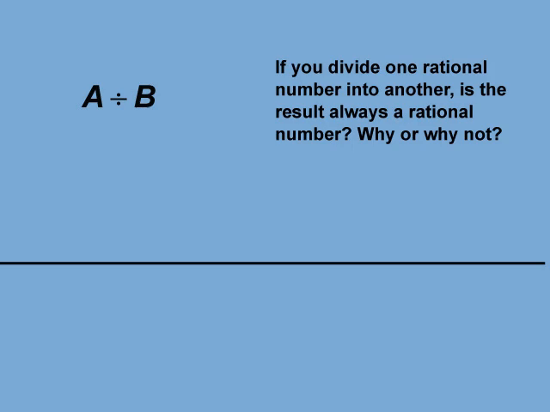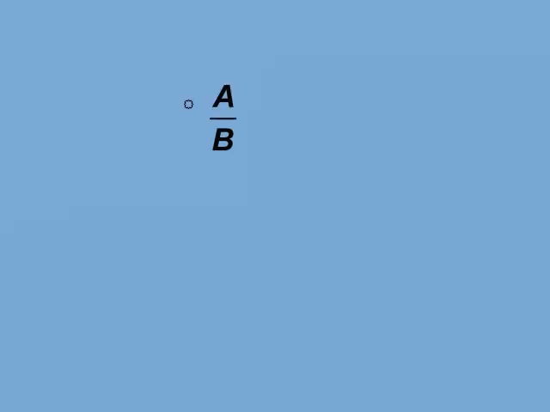If you divide one rational number into another, is the result always a rational number? Why or why not? Let's start with this expression a divided by b. Even though each term is a rational number, it's clear that b cannot be 0. Otherwise, there would be a 0 in the denominator, which is undefined.